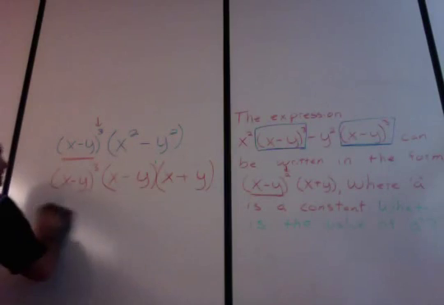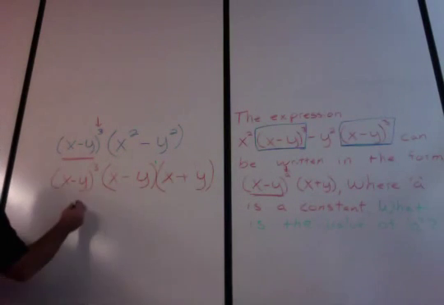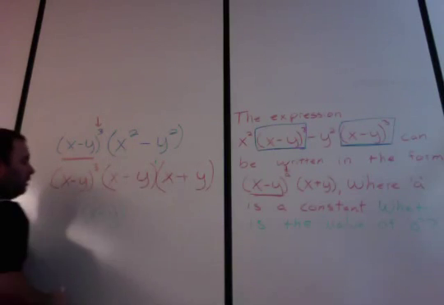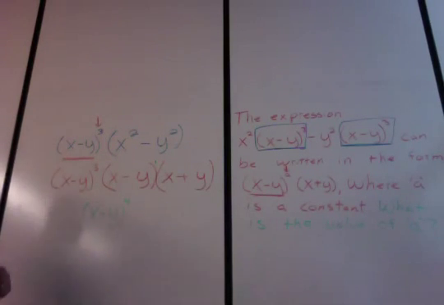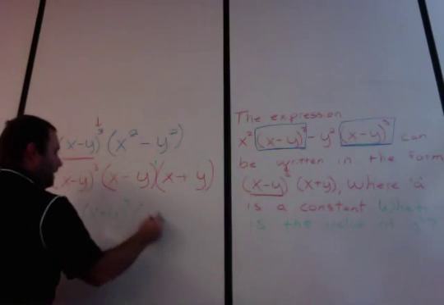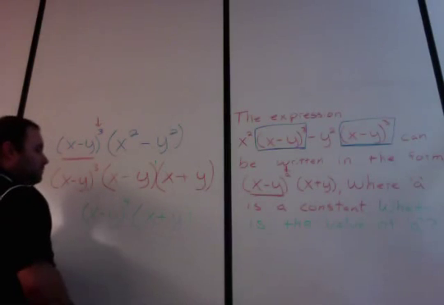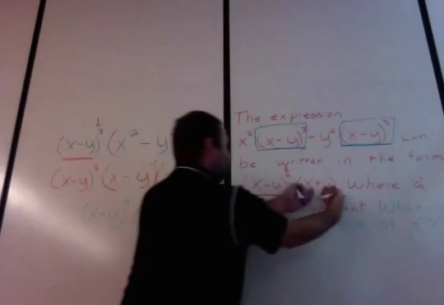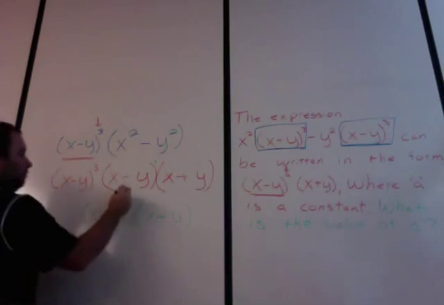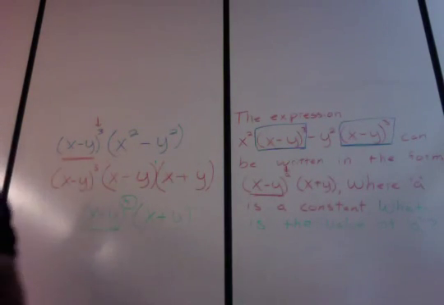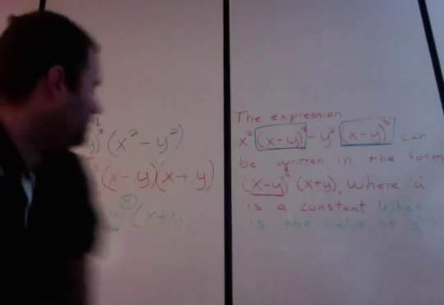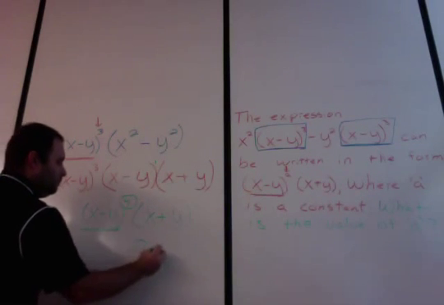My base is x minus y to the 3 plus 1 power. I've got 4 x minus y's that I'm multiplying together. And now I have the x plus y, I can bring it down. Well, here's this, and then here's my x minus y to some power. This exponent is the a that I am looking for. So my a is going to be 4.